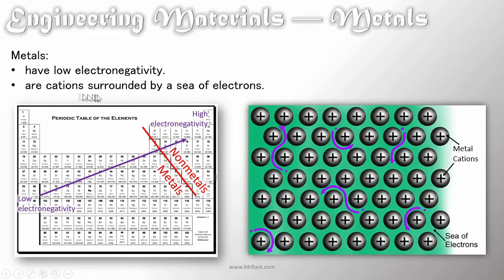Metals are cations surrounded by a sea of electrons. So they're cations and their valence electrons are free to move around. This moving around of electrons allows metals to conduct electricity. It allows metals to change their shape without breaking, so they're not brittle, because these electrons hold it together. Even if the cations, the nuclei, kind of shift, the electrons hold the whole thing together like glue.